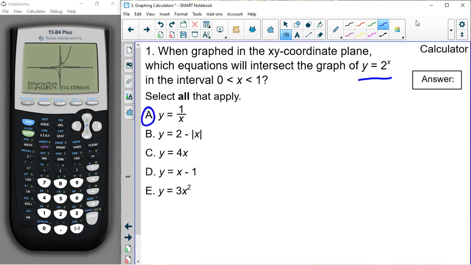Now let's try B. I'm going to go back to y equals, go to y2 and clear that out. And next we want to type in 2 minus the absolute value of x. To get to the absolute value, we need to hit the math button, go right to get to the number category, and number 1, ABS, that stands for absolute value. Then we type in x, hit graph, and we see what we're looking at.